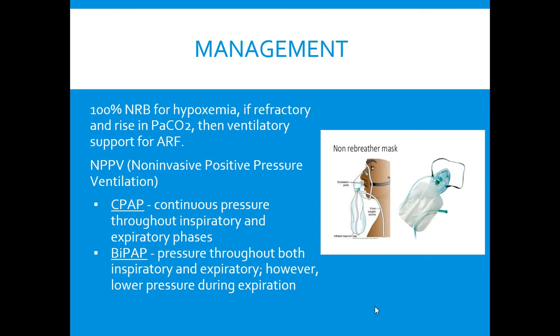Management. So we'll start with our 100% non-rebreather for the hypoxemia. If refractory and if there's a rise in PaCO2, then ventilatory support for our acute respiratory failure is the next step. So you may also use the non-invasive positive pressure ventilation, CPAP or BiPAP. I'd say we usually do BiPAP, depending on how the patient does. We try all of these non-invasive oxygenation apparatuses before we decide to do mechanical ventilation, unless they're just really struggling to begin with.